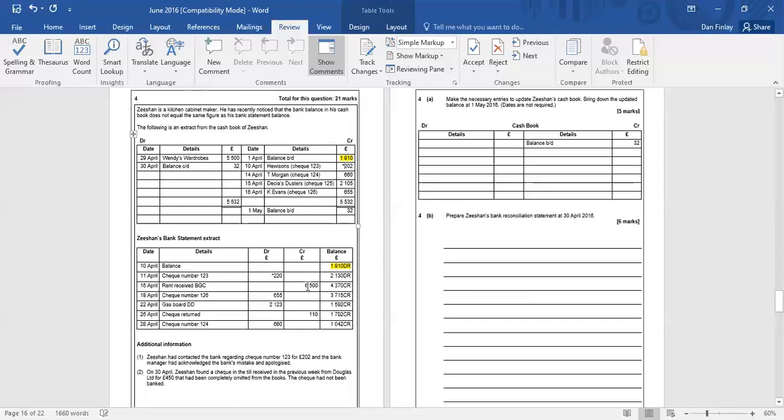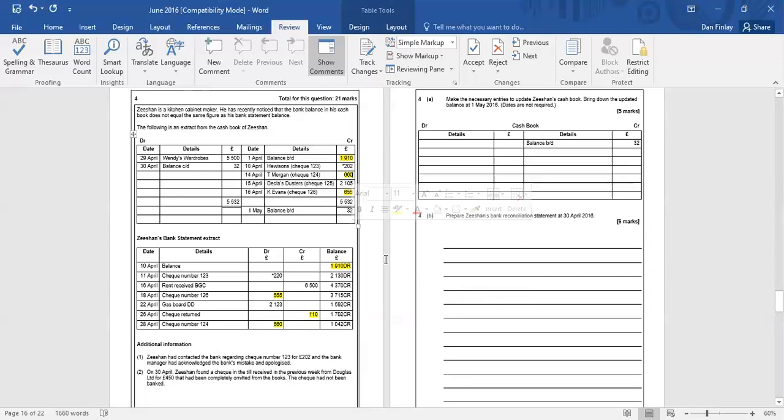Then rent received for 6,500. That's going to debit, and it's not there. Check 126,655. I can see it, so I can tick that off, or highlight it. That's what I'm doing. Gas board, well, that's a direct debit, so it's unlikely to be in my cash book already. Yep, and it's not there, look. Check returned, again, that's unlikely to be in the cash book because I won't know that the check's been returned until I look at my bank statement. And check number 660, 124, I can see that there, so I can tick that off. Okay, so that's the next step done.